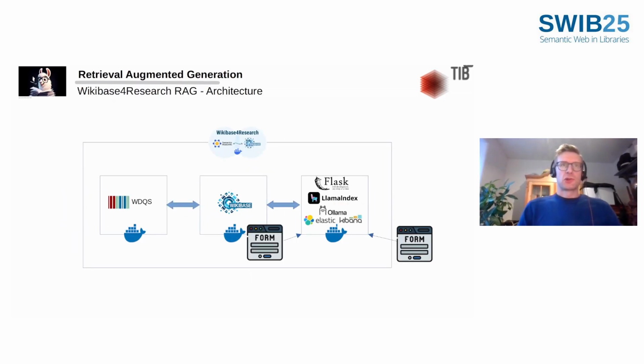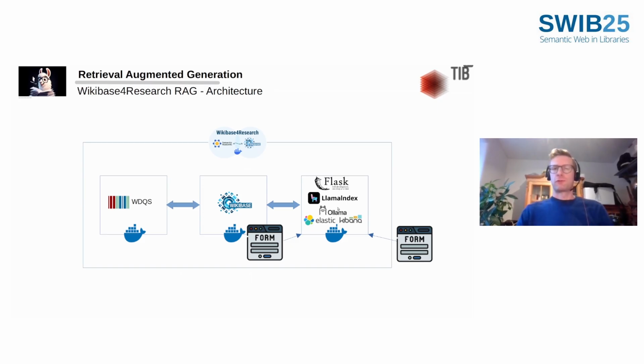As a software, the architecture is the following. You have Wikibase for Research here, and Wikibase for Research starts Docker containers for several services. For example, Wikibase is then a Docker container that is started. And now the RAG system is another Docker container which can be run. That means you can also use it without Wikibase for Research. You can just start the Docker container.